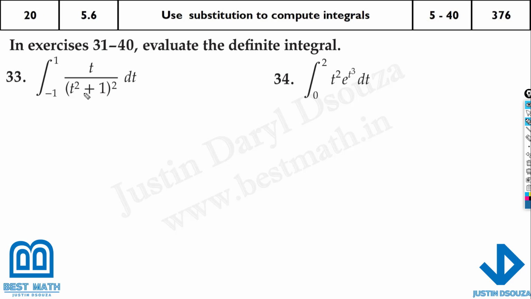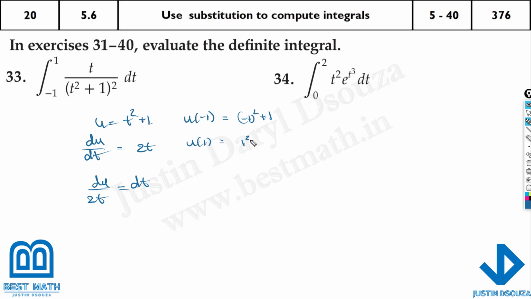Again, it's the same limit problems. And over here, it looks complicated, but all you need to do is whatever is down, just put it as u. u is equal to t squared plus 1. du by dt would be 2t. And du by 2t is equal to dt. But it's not over. We have to find the new limits. So u of negative 1, the lower limit first, would be minus 1 the whole squared plus 1. And u of positive 1 is also the same thing, 1 squared plus 1, because the negative will become positive when squared. It's 2 and 2.